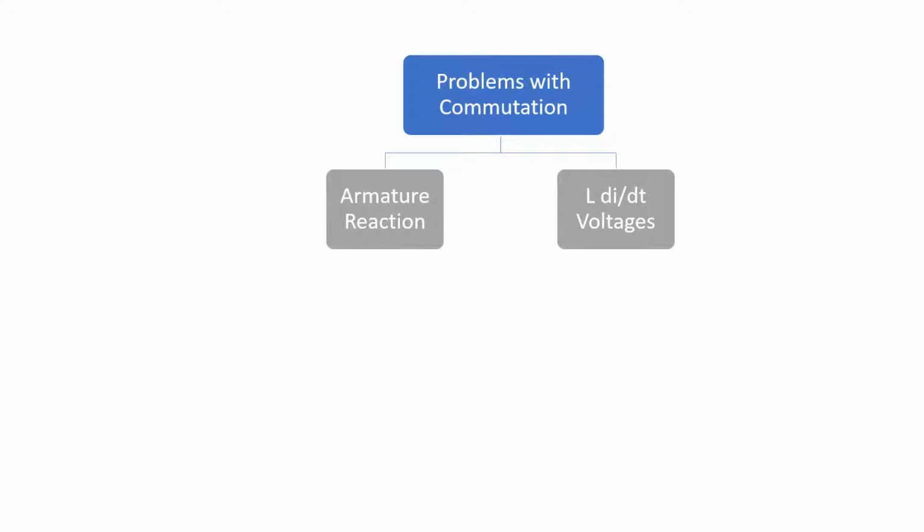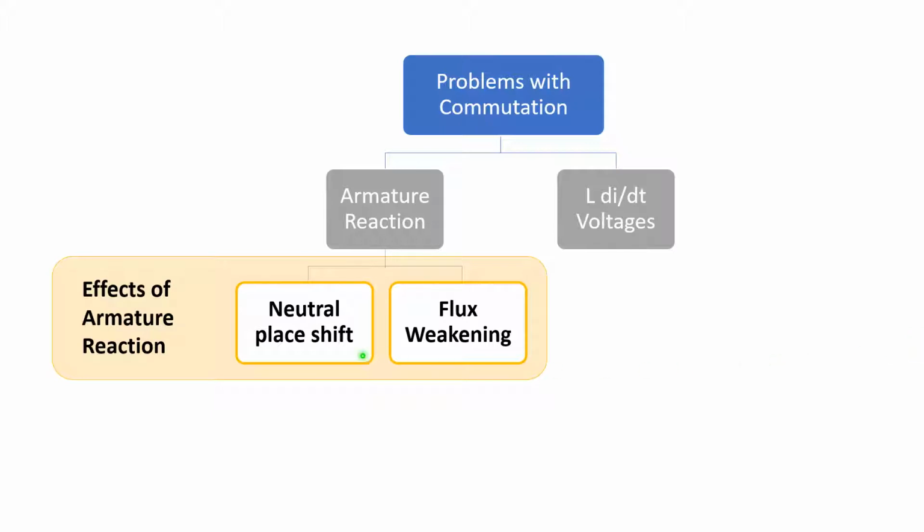So problems with commutation, we've looked at the first one, which is armature reaction. And armature reaction, as explained, is the distortion of the main magnetic field due to the armature current producing another magnetic field, which is called the armature magnetic field. And armature reaction only happens when there is a load connected to the DC machine. So what we're going to look at next are the effects of armature reaction. And there are two main effects, which is called the neutral plane shift and flux weakening.